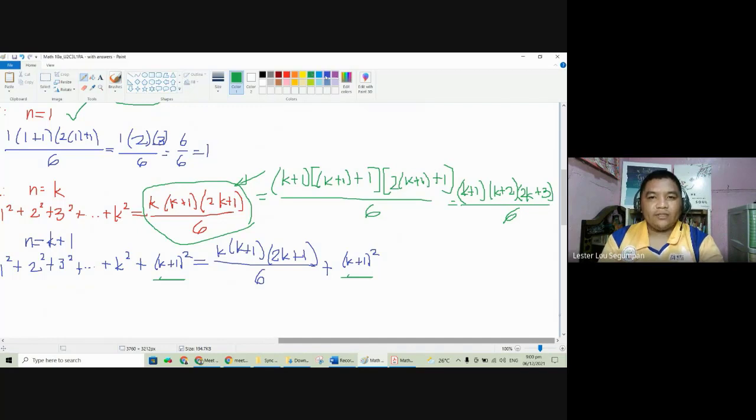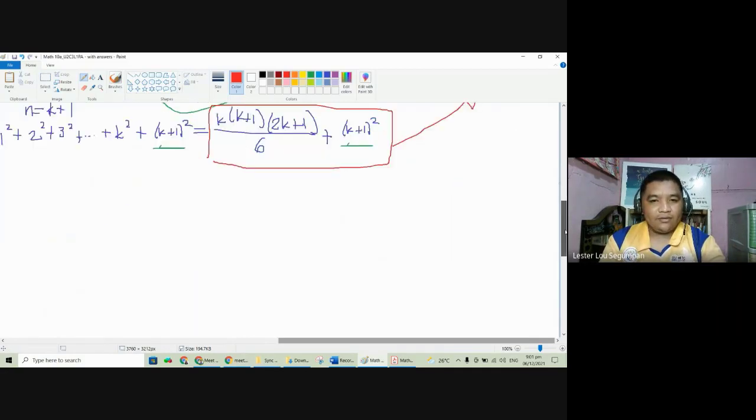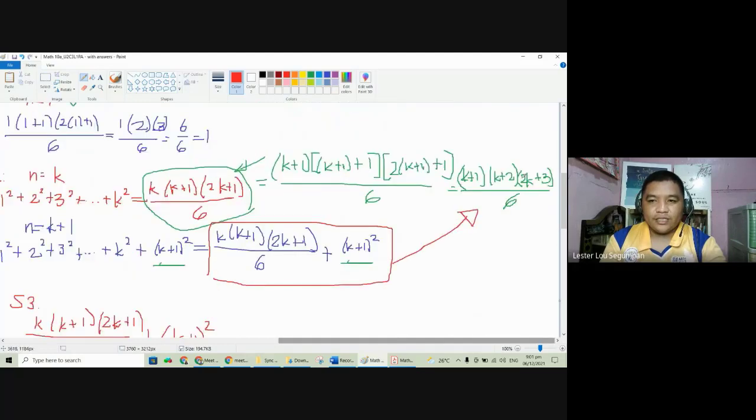We need to show now that if we combine these two expressions at the bottom, it should result here. So more or less the denominator is already 6, so you might already be guided with that. But still, let's continue here. This is now our step 3. We need to show that k times k plus 1 times 2k plus 1 all over 6 plus the expression, the square of k plus 1, will result to this expression here.